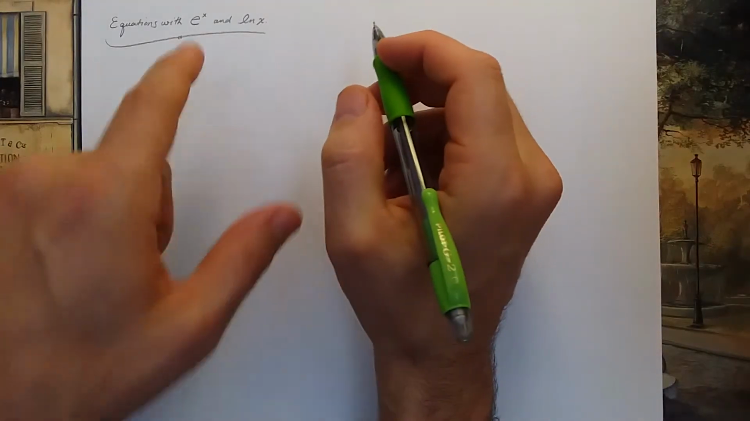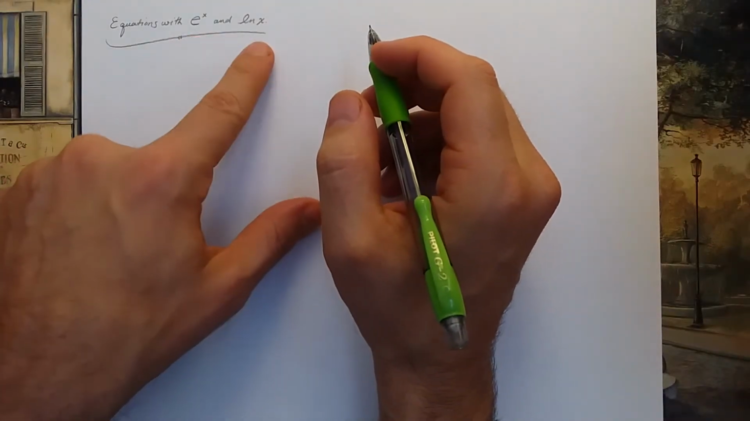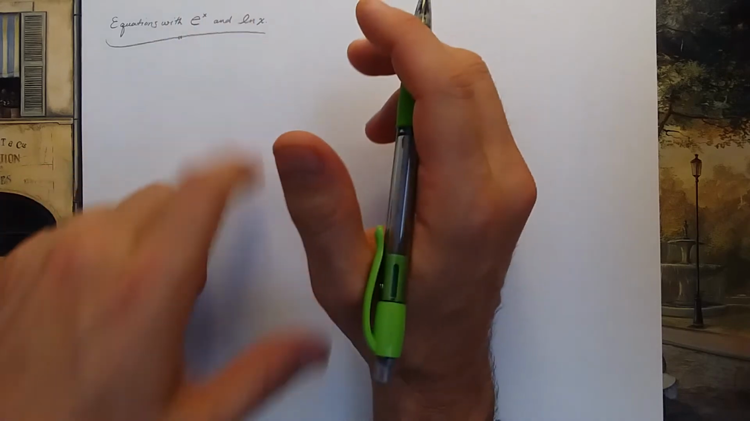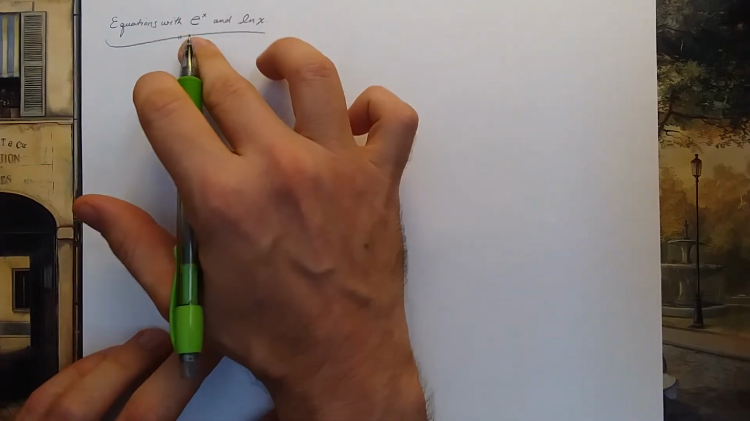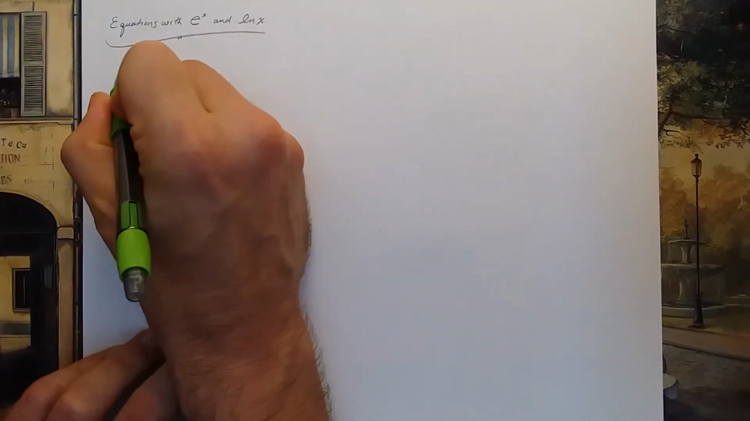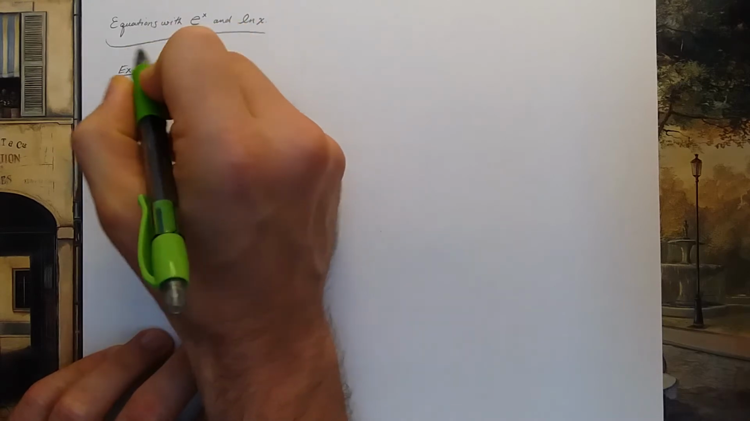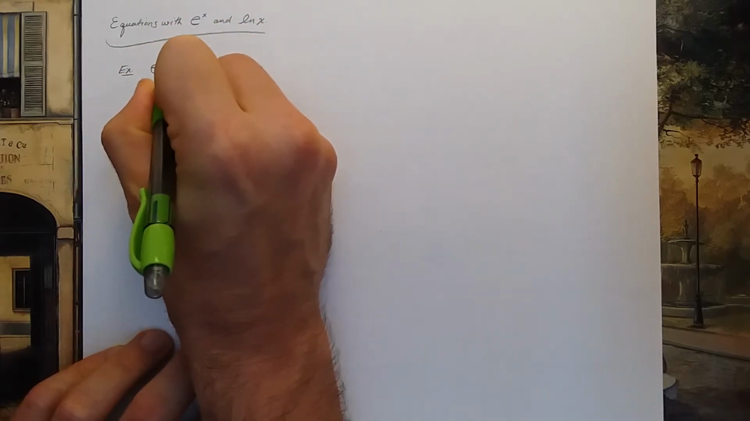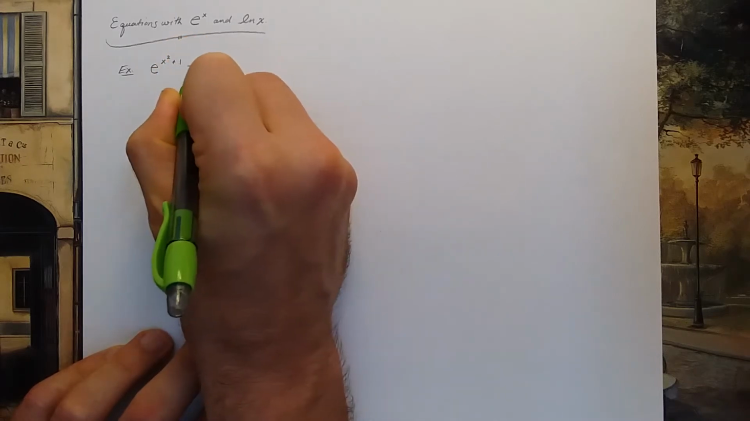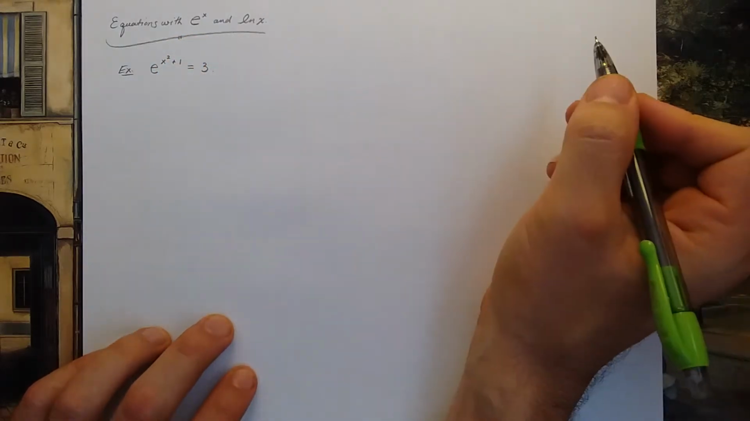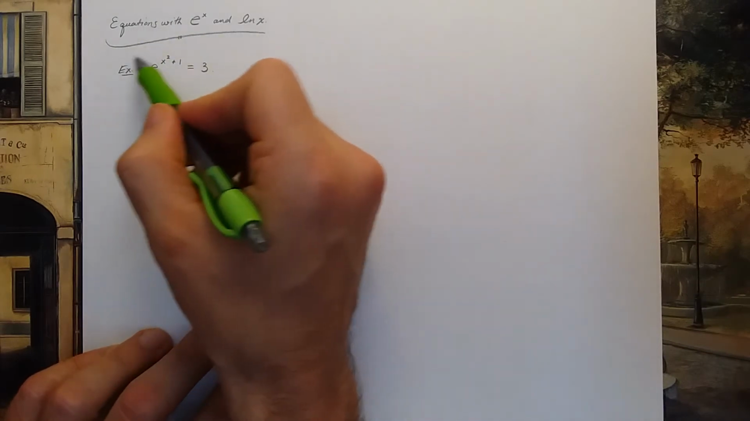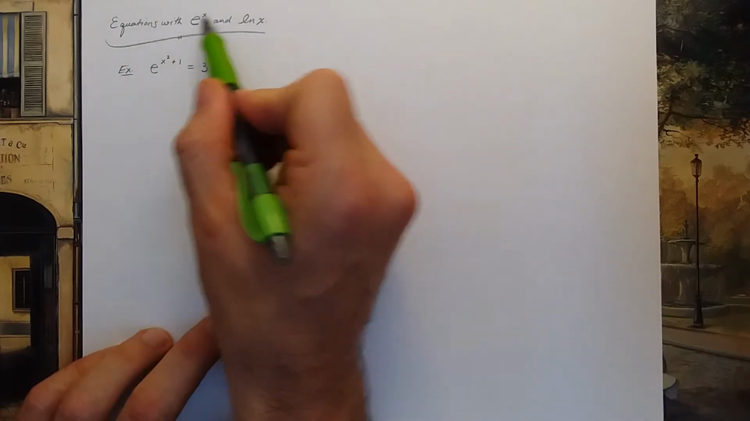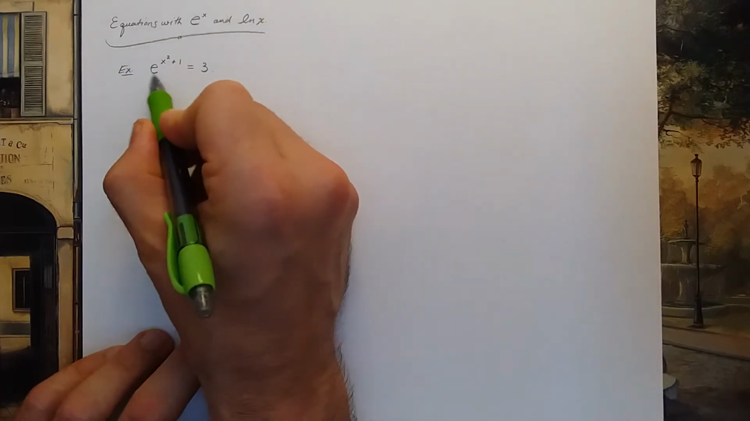Now that we have some experience understanding e to the x and log x, the inverse functions, we can solve some equations that involve e to the x and log x. Let's do some examples. So what if I wanted to solve e to the x squared plus 1 equals 3?